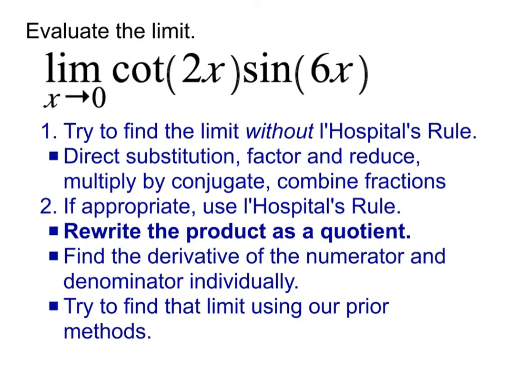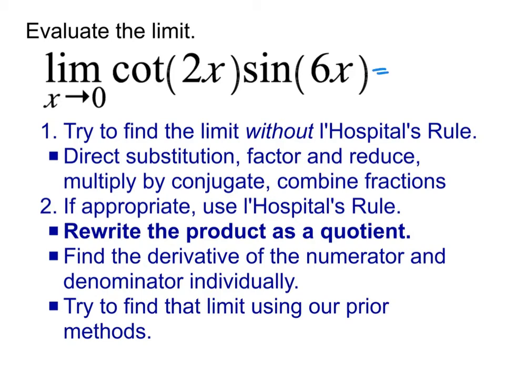So in this case, we have the limit as x is approaching 0 of cotangent of 2x times sine of 6x. Again, we need to start the same way, which is try to find the limit without having to use L'Hopital's rule. Remember, we only use that when we have to. Otherwise, it might actually give us an incorrect answer. So let's actually check that and plug it in and see what that's going to give us.